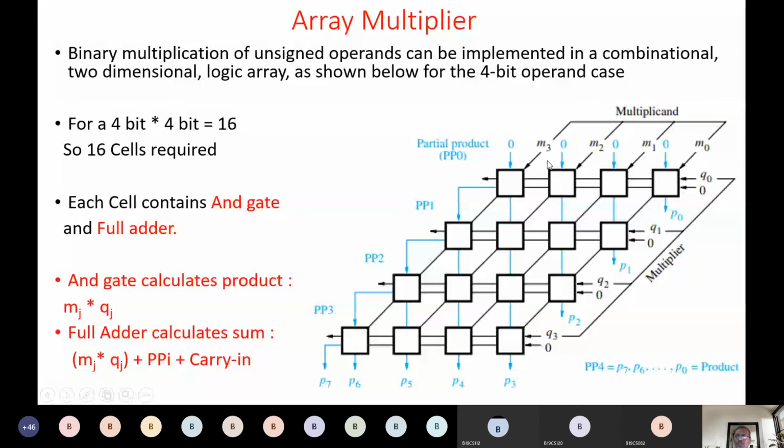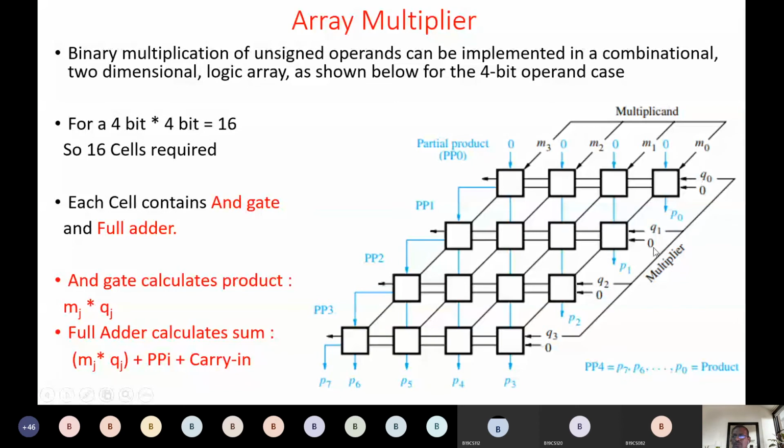The same M0 is given to all the cells in the diagonal direction. So M0 is given as an input to this cell, this cell, this cell, and also this cell. Similarly, M1 goes to this cell, this cell, this cell, this cell. Similarly, M2 goes to all these 4 cells in the diagonal, and M3 to these cells.